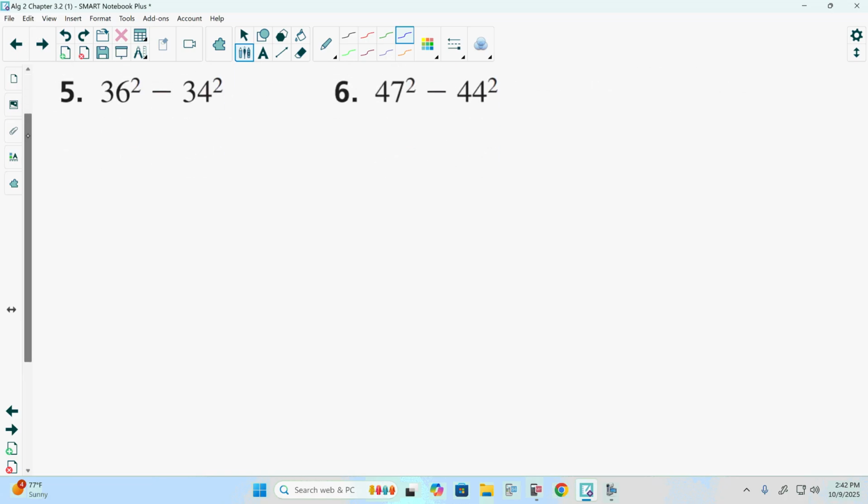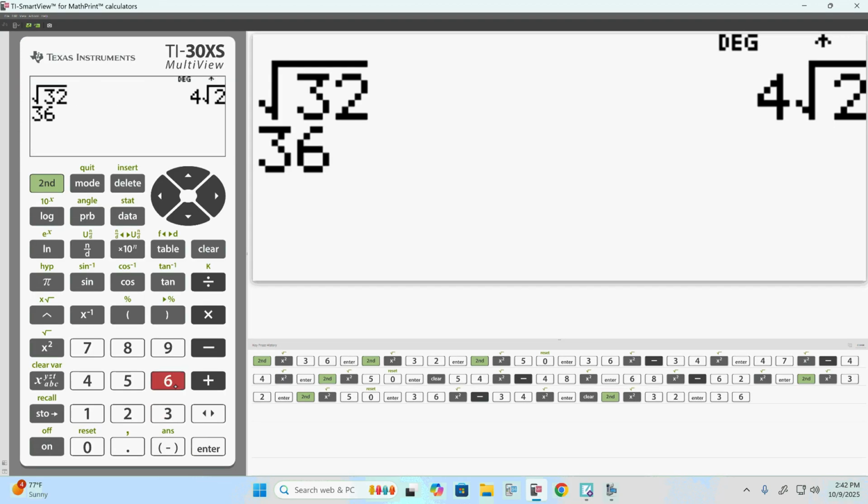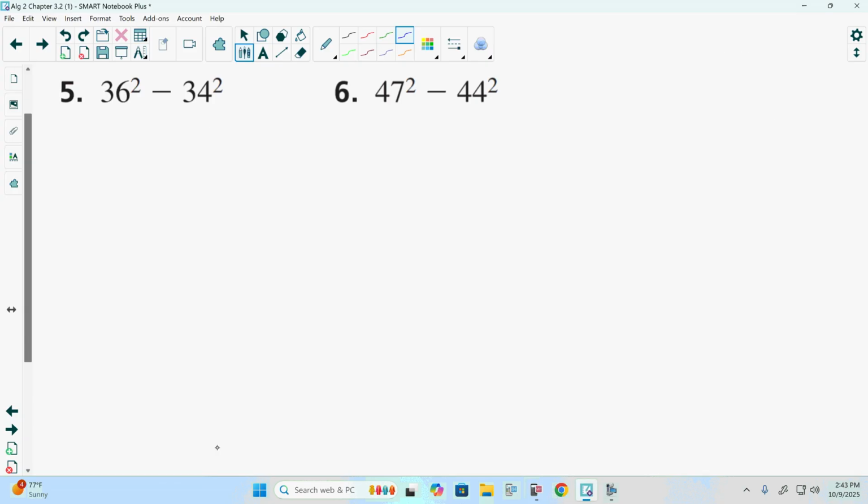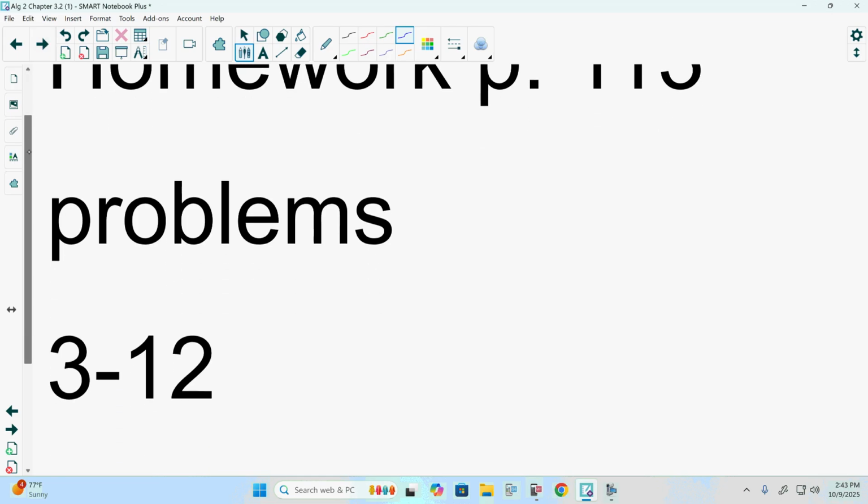Let's do one more. 36 squared minus 34 squared. So 36 squared minus 34 squared is what? 140. That's it.